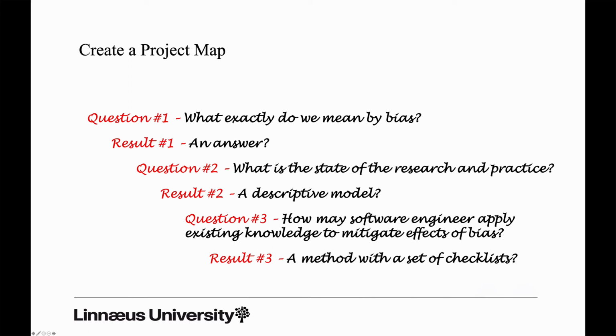And well, to make it simple, we also make use of checklists. Because if we know exactly what we mean by bias, and we also know how practitioners deal with bias, and we also understand the recommendations from state of research, well, maybe you can combine this knowledge, this information, into some checklists. And then the practitioners, the software engineers, can use these checklists, and hopefully that will improve their day-to-day business.